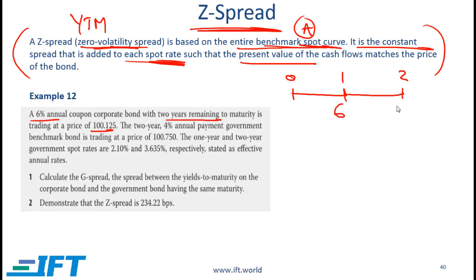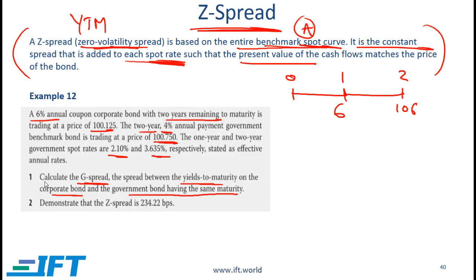6% coupon, so that means you get 6 and then 106. The 2-year 4% annual pay government benchmark bond is trading at this number, and the 1-year and 2-year government spot rates are given. Okay, so you are given the spot rates. The first question is, calculate the G spread, which is the spread between the yields to maturity on the corporate bond and the government bond having the same maturity. So what is the YTM on the government bond?